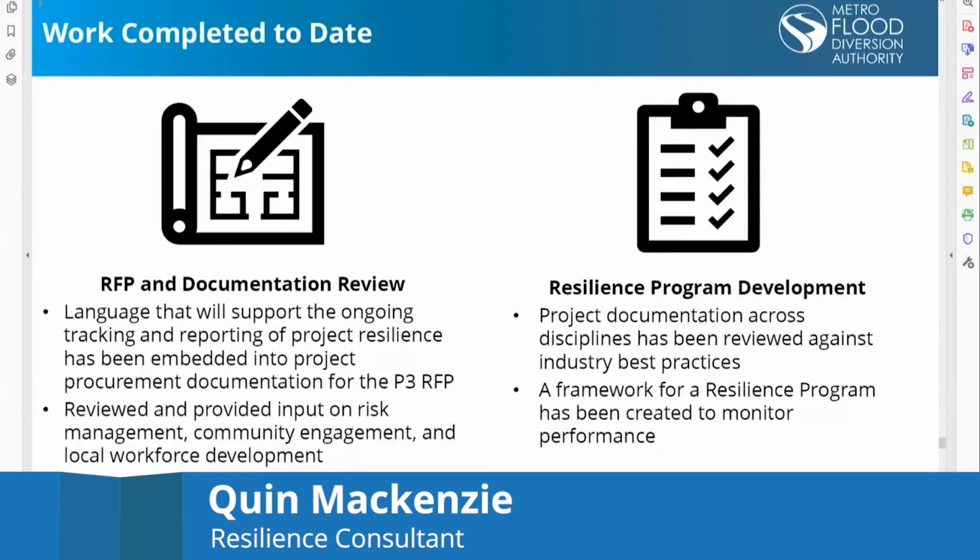So I've divided up what we've done into two pieces because they are a little bit different. So the first piece has been supporting the P3 RFP process through providing some light touch language to support ongoing tracking and reporting of project resilience elements. And so what we've done is we've worked very closely with members of the P3 RFP team and the PMC to add some small language into the RFP to align with getting ongoing information on resilience, including risk management, community engagement, and local workforce development.